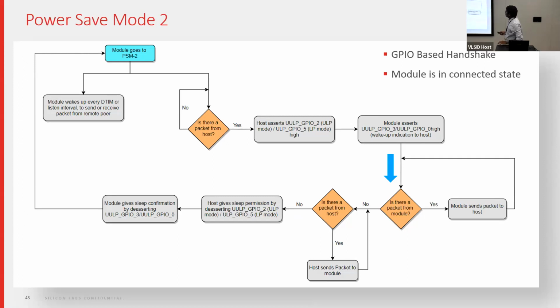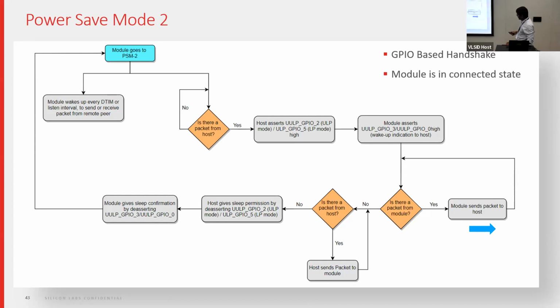So now, if there is any packet from the module, then what will the module do? It will send that packet to the host, and this process will continue unless the module doesn't have any packets to transmit to the host. And the host also checks if there is any packet from the host to the module or not. If there are any packets at the host destined for the client or the station, then it will send all those packets to the module. And this process will take place unless there are no packets at the host.